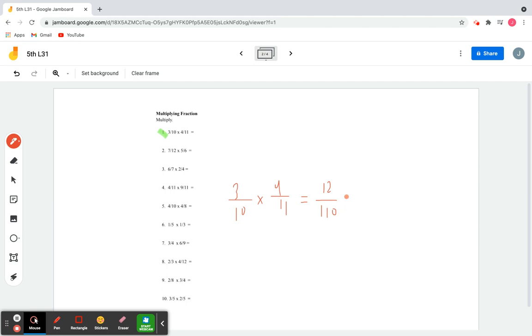But this fraction can be simplified. So I'm going to simplify this. So the 12 is going to be 6, and then 110 is going to be 55, because I divided both numerator and denominator by 2. So the final answer will be 6 over 55.